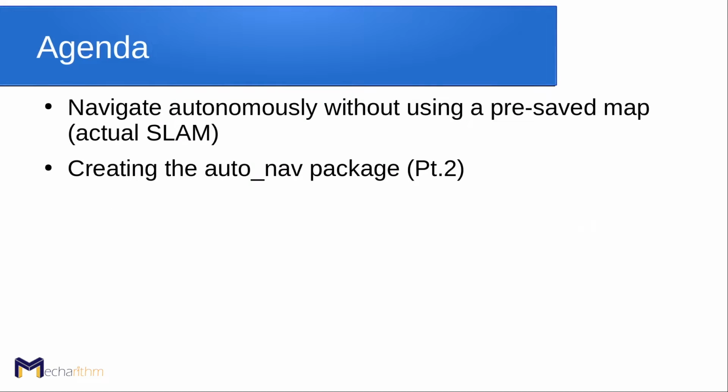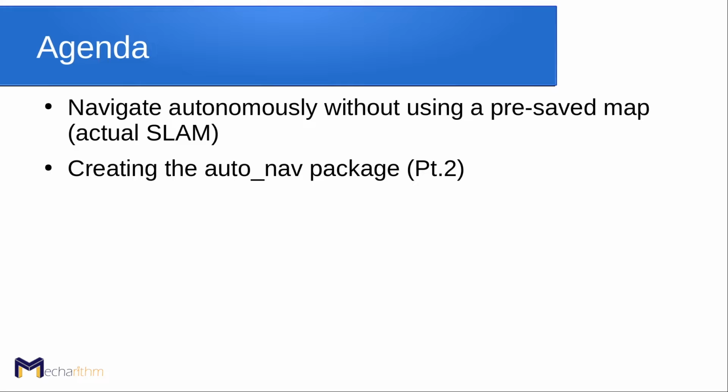So what are we going to do today? We are going to navigate autonomously without using a pre-saved map. So we are going to assume that we're no longer just localizing the robot, we're actually localizing and at the same time building the map. So this is an actual SLAM problem.